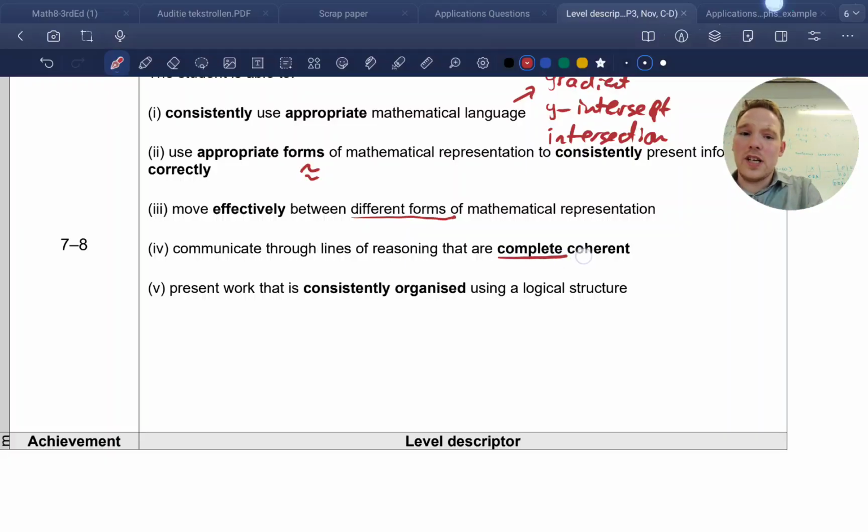Your lines need to be coherent and complete, meaning that you actually explain your work. You end it with a conclusion, and you don't scribble all over the page, left, right, up, and down. It needs to be in some consistently organized structure as well. And if you write a full essay about why you should consider one bookstore over the other, that's not going to be very coherent because it's just going to be super long. So stay a little bit concise as well, please.